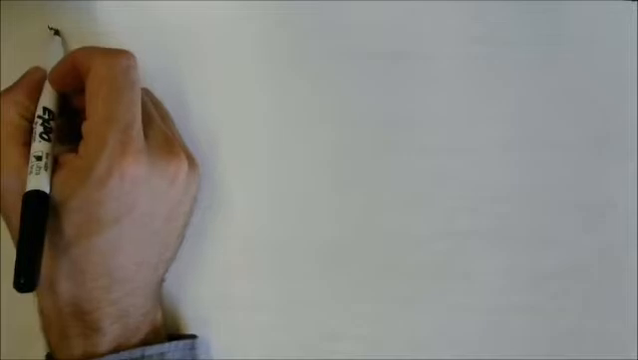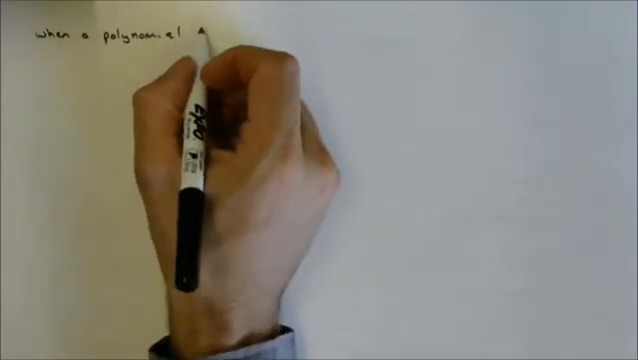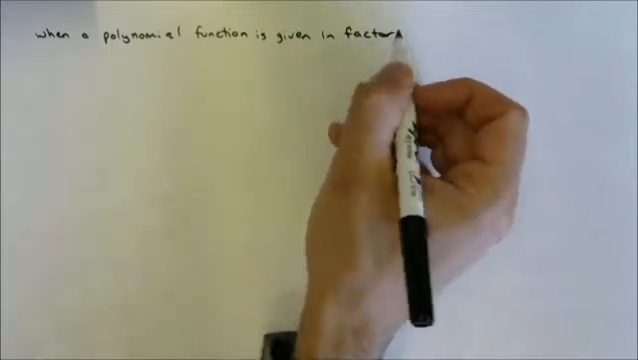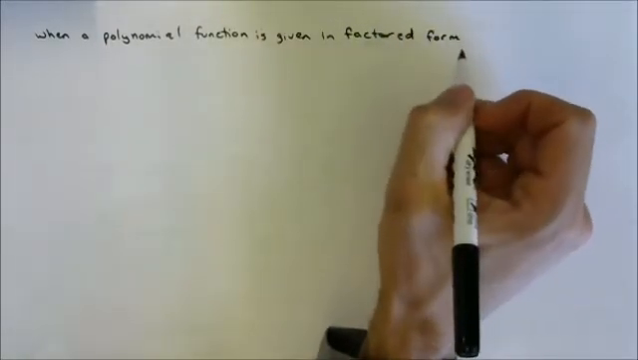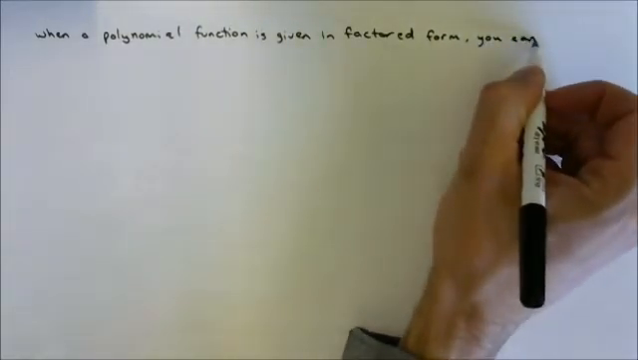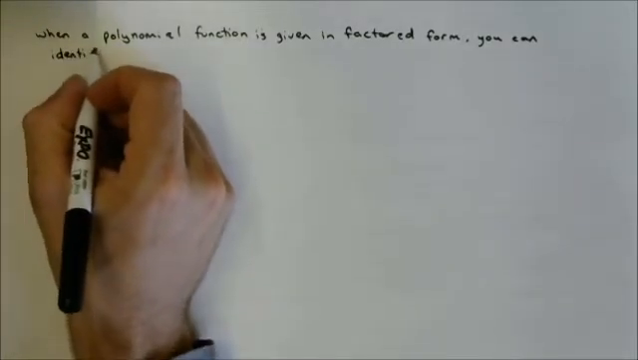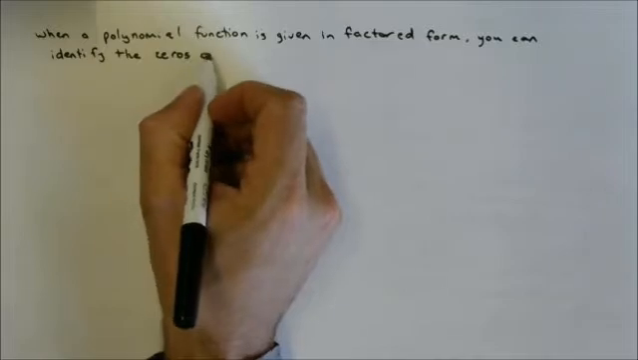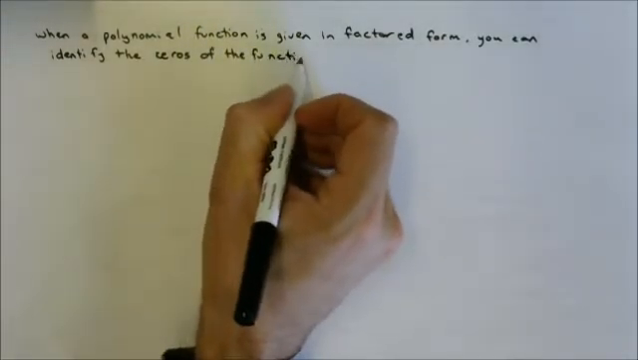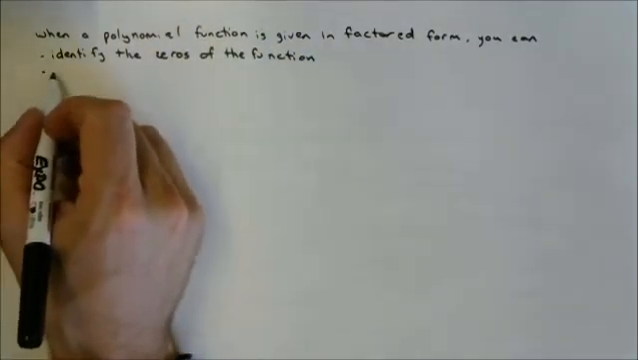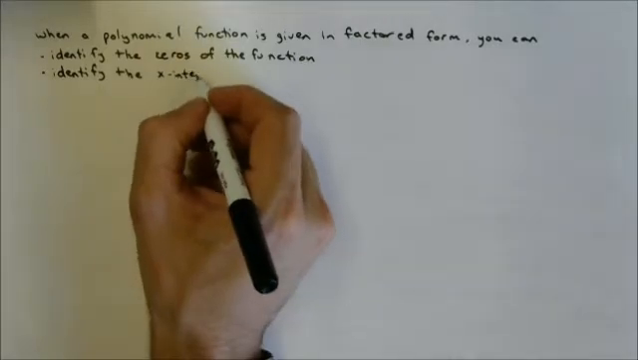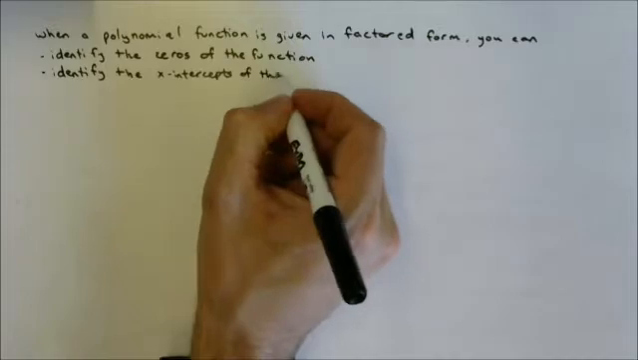Here's notes. When a polynomial function is given in factored form, you can identify the zeros of the function and you can identify the x-intercepts of the corresponding graph.